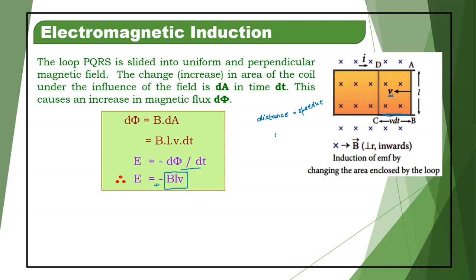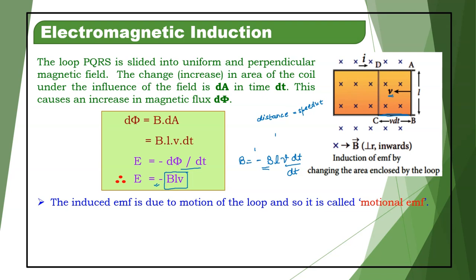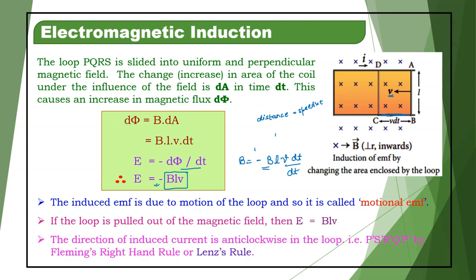For a slightly different derivation, I'll do it here. E is equal to minus dφ by dt, so minus BLV dt by dt. This will be eliminated and the result will become minus BLV. The induced EMF is due to the motion of the loop, and so it is called motional EMF. If the loop is pulled out of the magnetic field, then E is equal to BLV. The direction of induced current is anti-clockwise in the loop, that is PSRQP, by Fleming's right-hand rule.